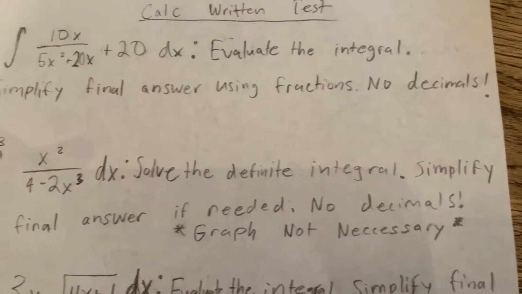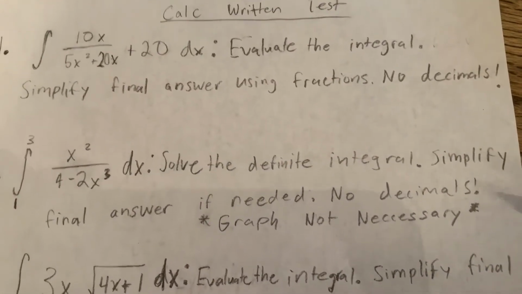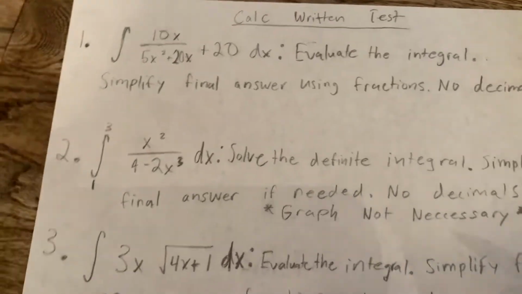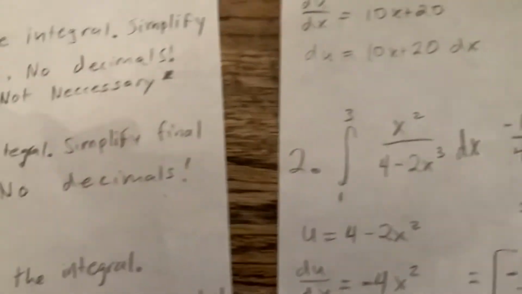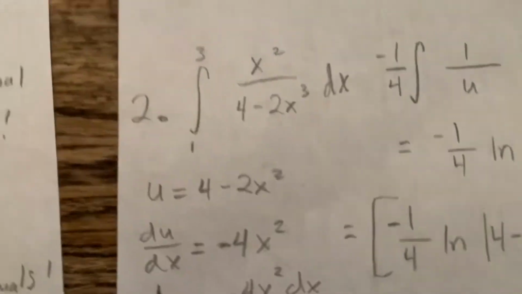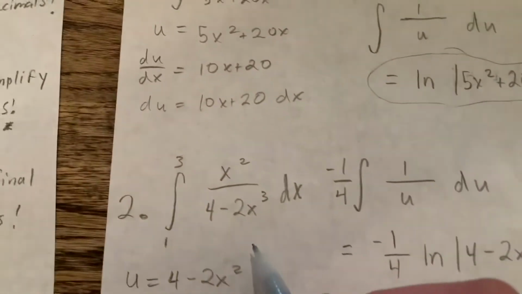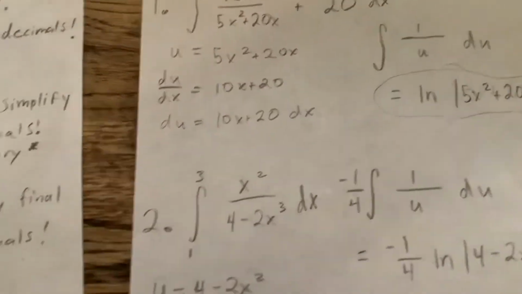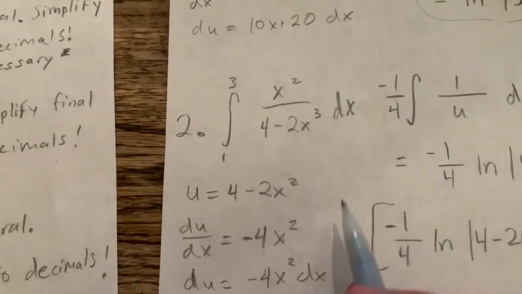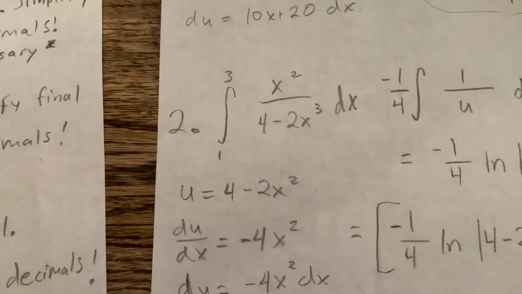The second problem was the definite integral problem, and so we had to solve the definite integral and simplify our final answer if needed, and it said no decimals and the graph is not necessary. So then yet again, the first thing we did was we wrote out our definite integral, and we set u equal to the bottom portion, which was 4 minus 2x squared.